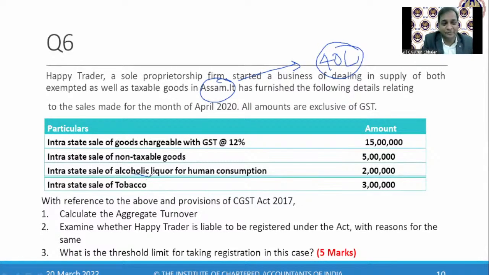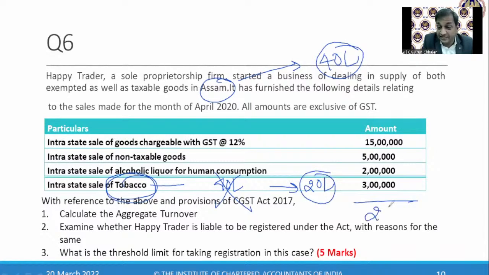Absolutely correct. Because he is engaged in the tobacco, 40 lakh would not be applicable. It will be restored to the normal limit, that is 20. In this example, because total aggregate turnover is 25 lakh, therefore, he has to take registration.